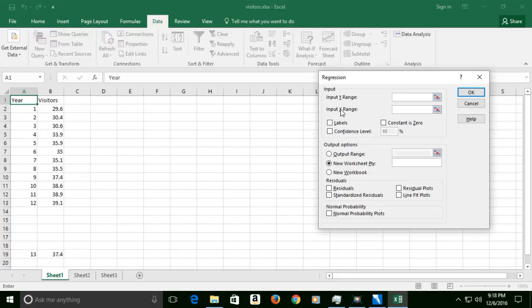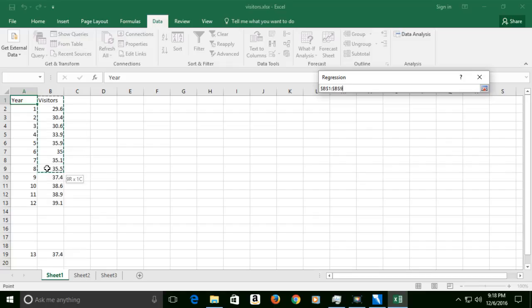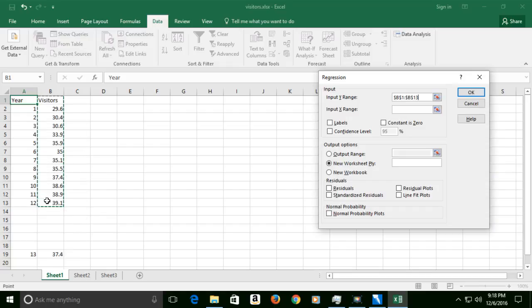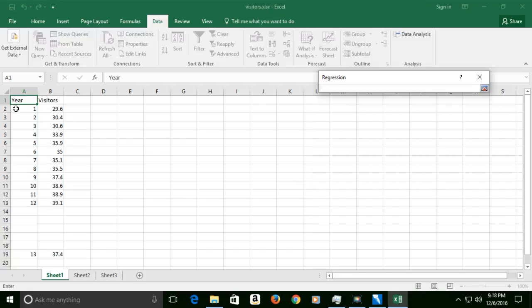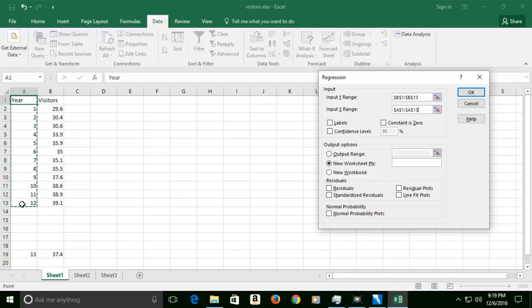It says, I need your Y and I need your X. Well, let's click. This is Y. So we highlight it and we hit Enter. And it fills it in. And then it says click on here, and we do that. Now, labels. Notice that the first line here is words, not numbers. So we click labels. Notice it's going to do a test at 95%. That's good. Yes, we understand 95%. We can make A equal to 0. Don't ever do that.